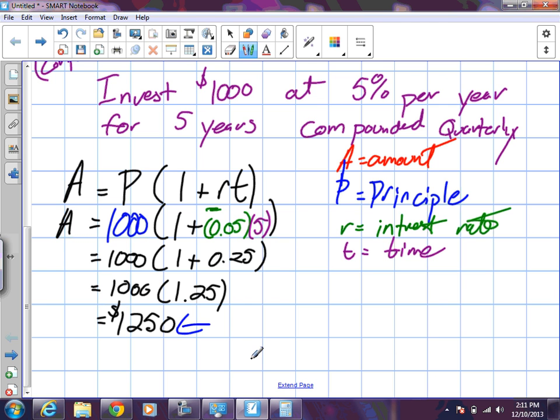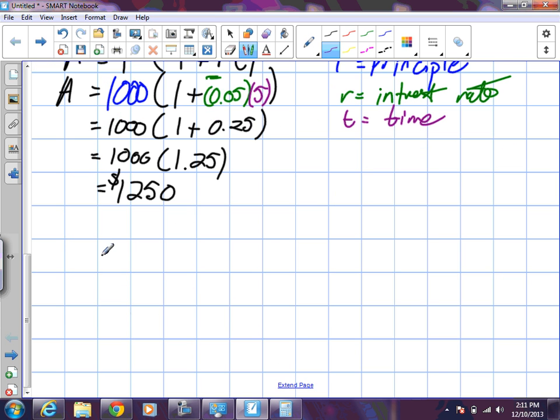So at the end of these 5 years, I have $1,250 in the bank. How do I figure out how much interest I've earned? Subtract it from what we originally had. This is our new amount, $1,250, and I subtract from it the amount I invested. How much did I invest? That's right, we invested $1,000. So how much money did we earn? 250.